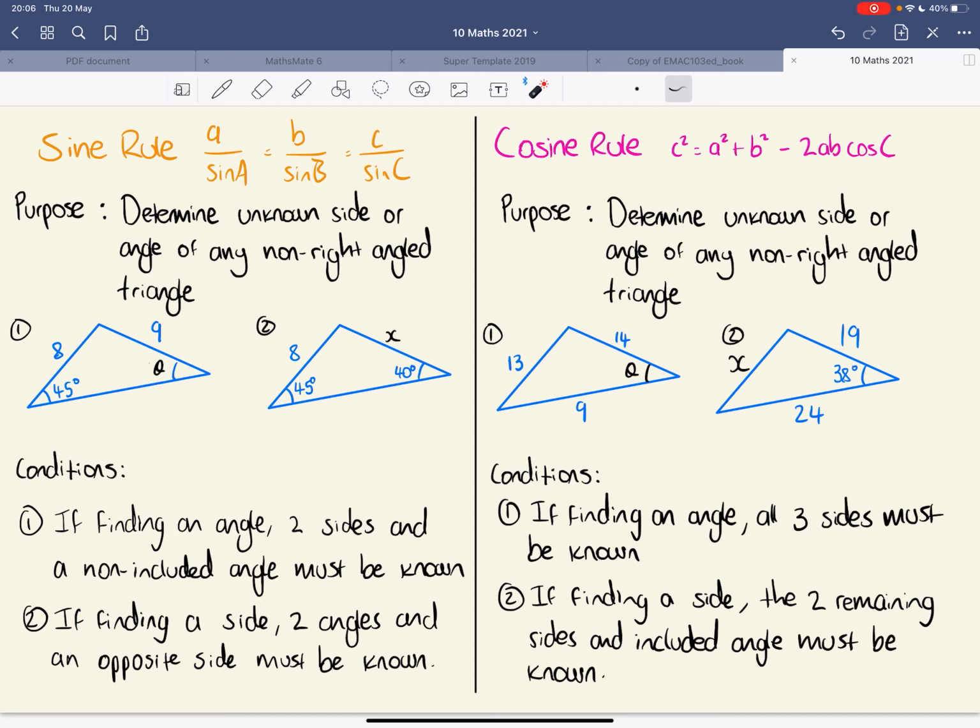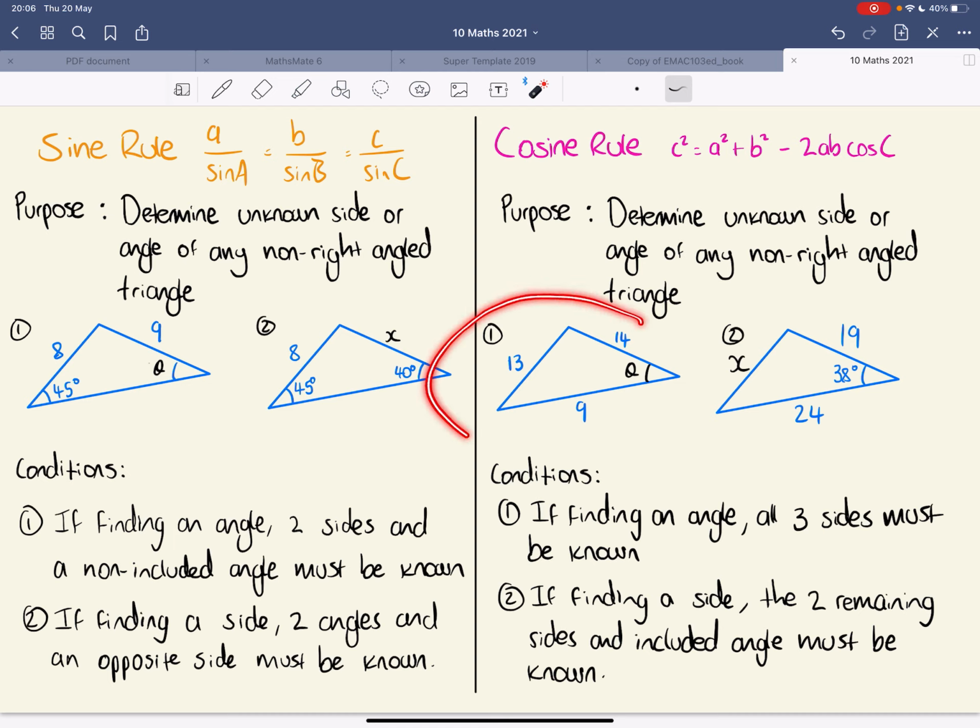We will not be deriving at this stage where the cosine rule comes from, but here it is. It does have some roots in the ideas of Pythagoras' theorem. You can see the first part of the cosine rule, c squared equals a squared plus b squared. It is Pythagoras' theorem, but we've just got an attachment on the end where we are subtracting 2ab multiplied by cos c, or the cosine of c. So again, the purpose is to determine an unknown side or an angle of any non-right angle triangle, just like the sine rule. Here are the conditions.